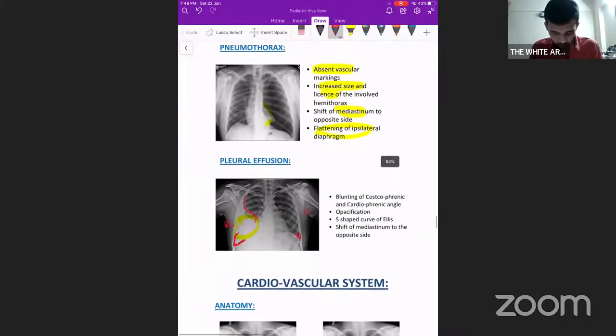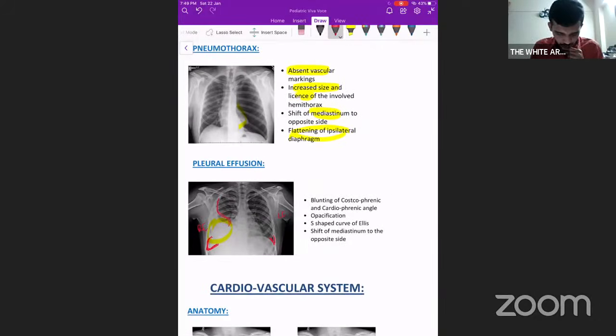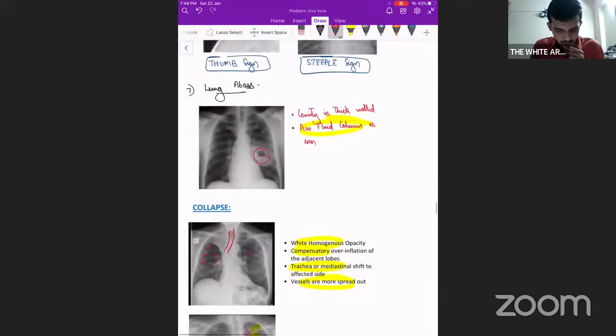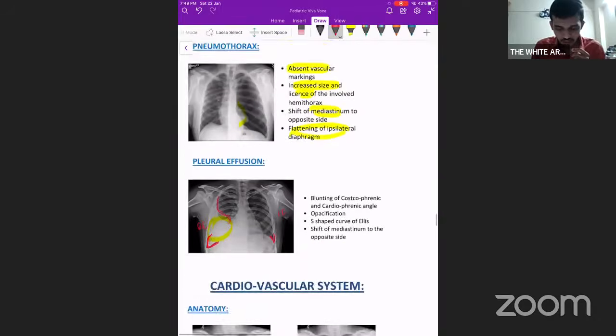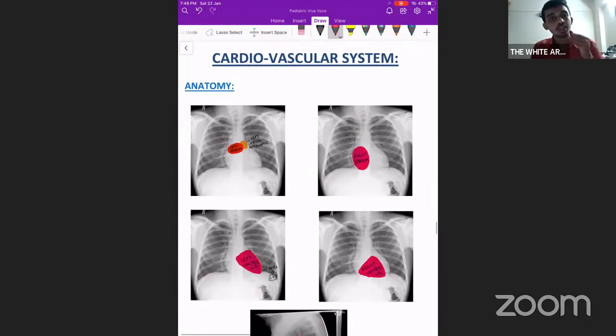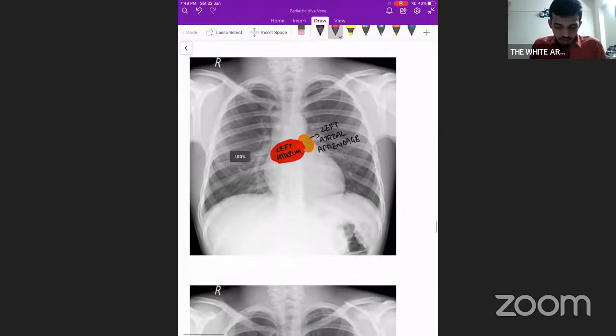So I think most of the respiratory system X-rays are done. Next is the cardiovascular system. Again, coming to the cardiovascular system, you will have to be confident about the anatomy first to comment about the pathology. Correct?